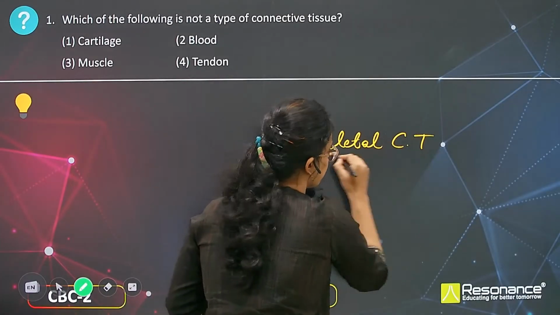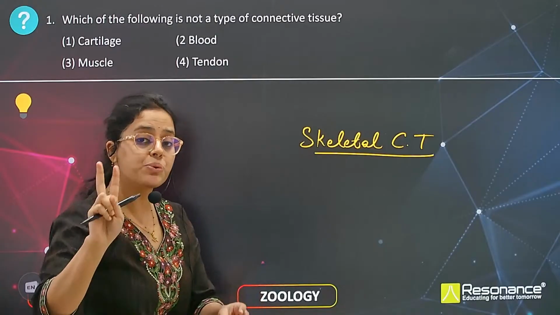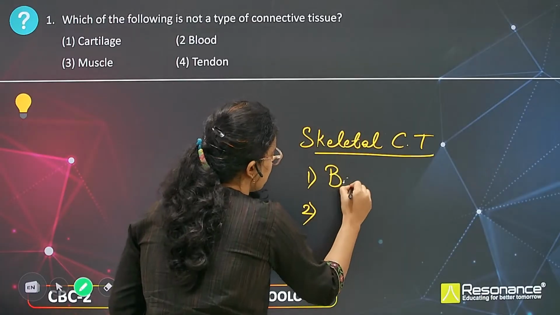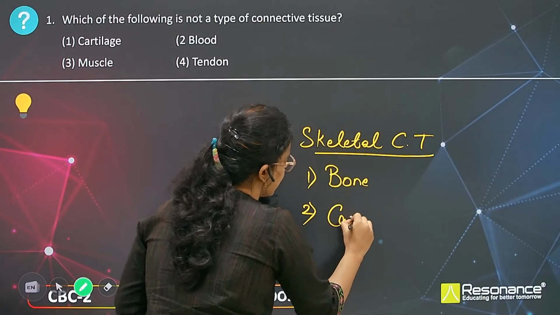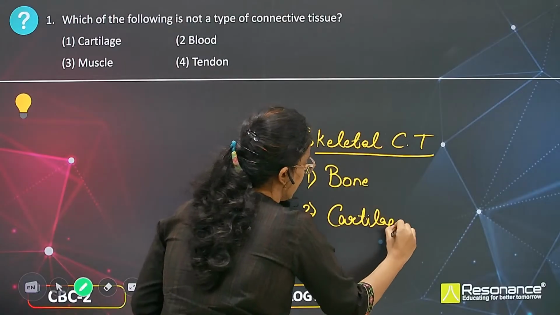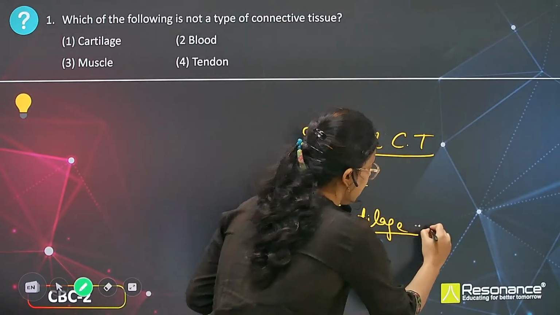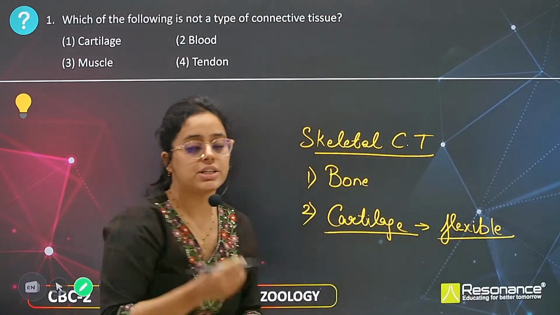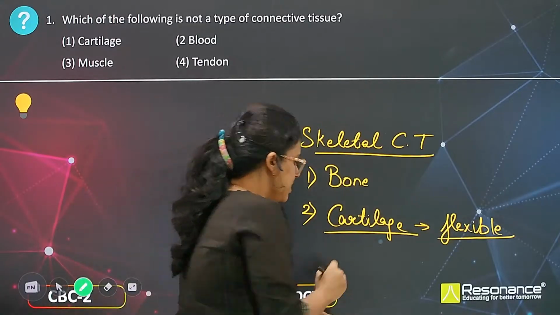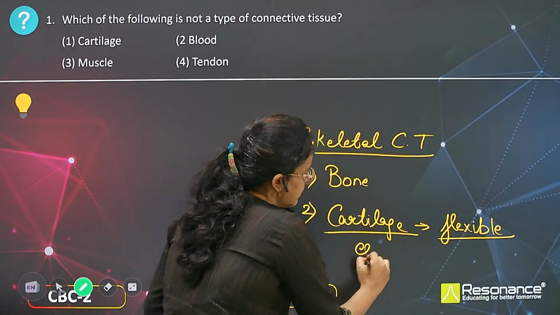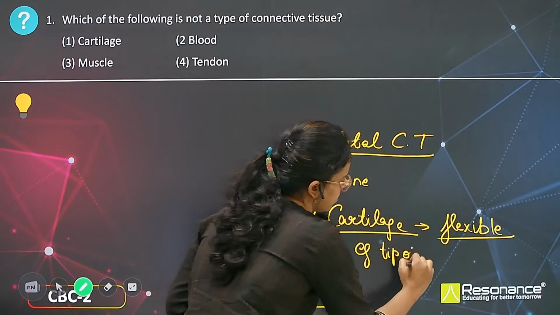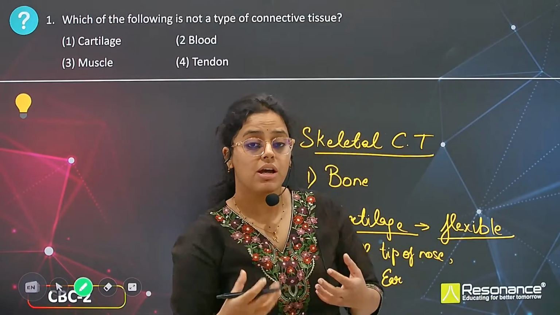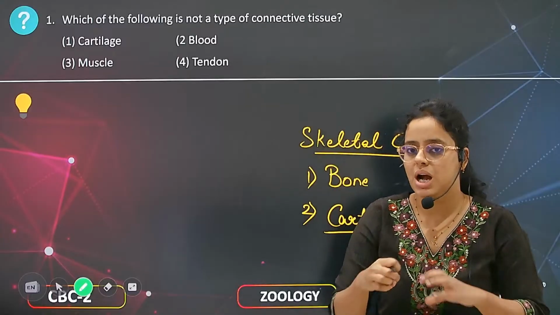CT means connective tissue. We have two types of skeletal connective tissue: one is bone and the other is cartilage, right? So cartilage is also a connective tissue, which is flexible. Where exactly is cartilage present? In the tip of the nose, and in the outermost part of the ear. Cartilage is also present in between the bones.